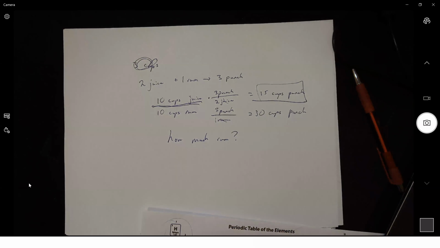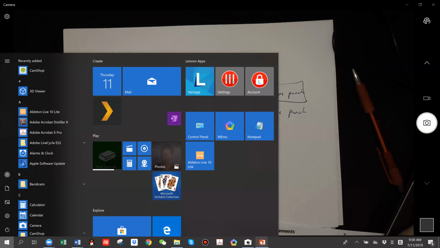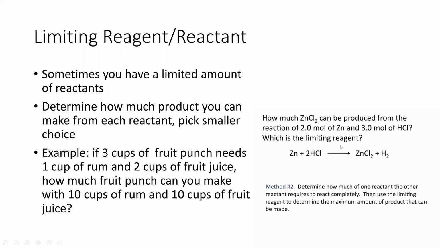Okay, so now just imagine this, except instead of talking about cups of juice, we're going to talk about moles of compound. So let's just do this one problem. How much ZnCl2 can be produced from the reaction of 2 moles of zinc and 3 moles of HCl? And what is the limiting reagent? So can we do this problem, please?